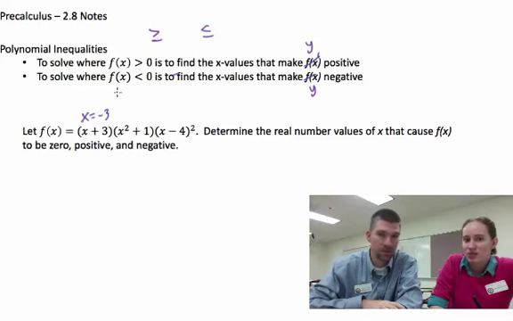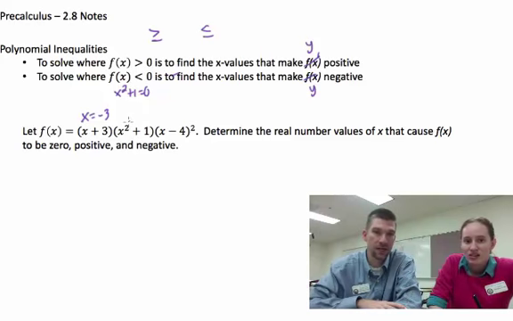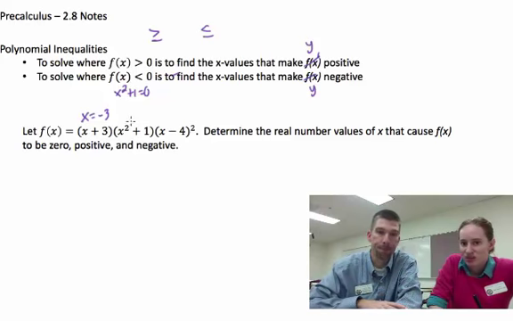x squared plus 1 equals 0, but it doesn't. Because if you start to try to solve this, you subtract 1 over, you square root, and you get imaginary numbers. We don't need those. This is not going to cause us to put anything in our sign chart. x minus 4, set that equal to 0, and you get x equals +4.